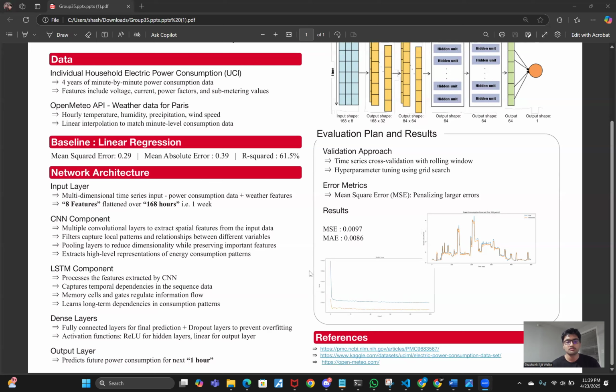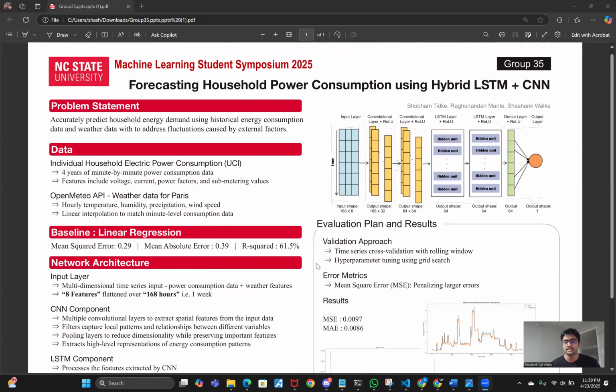Finally, in the output layer we predict the future power consumption for the household in the next 1 hour. And this is the architecture of our proposed model. Initially we have an input layer with 168 by 8 size. Then we follow it up with 2 convolutional layers of these given output shapes, and then 2 LSTM layers. And finally a dense layer to predict the output, which is the power consumption for the next 1 hour.